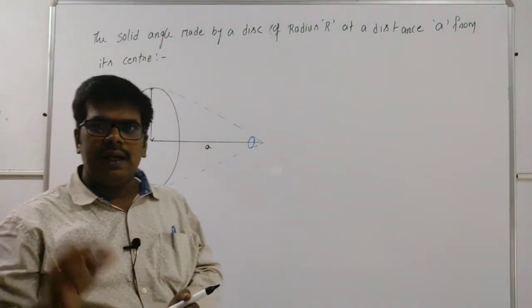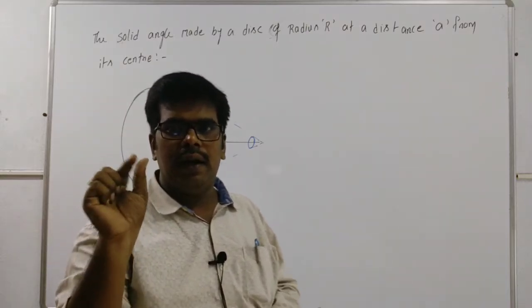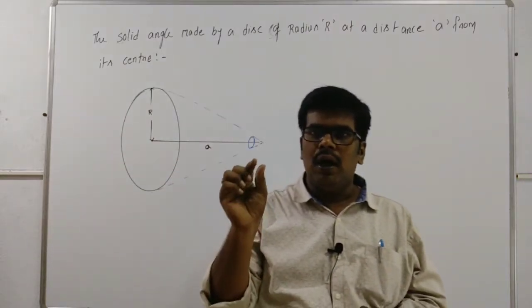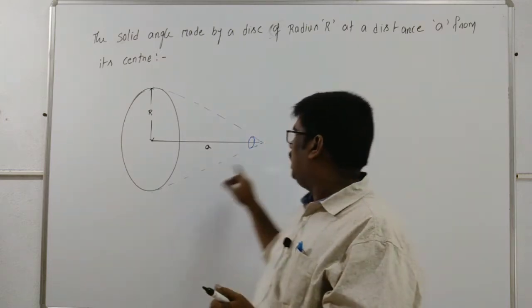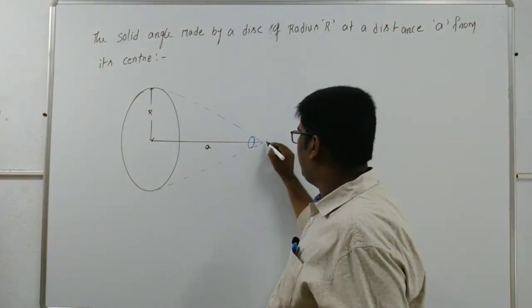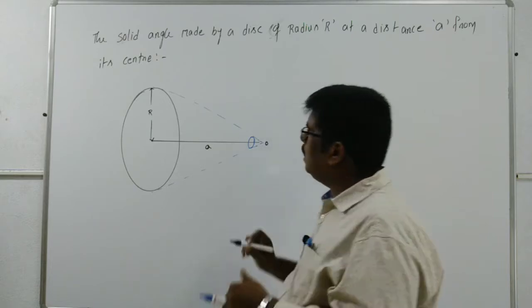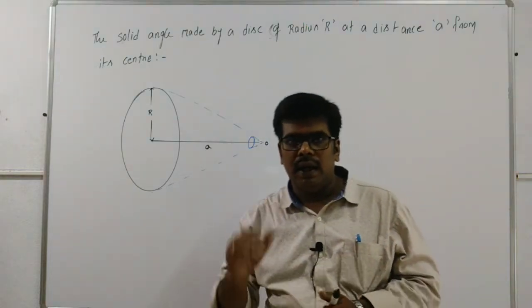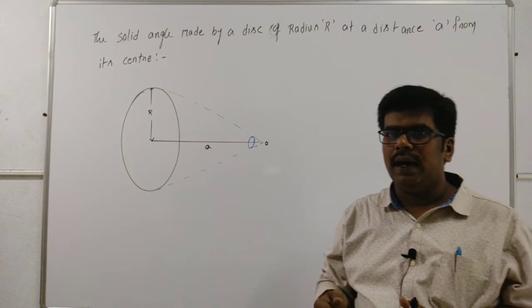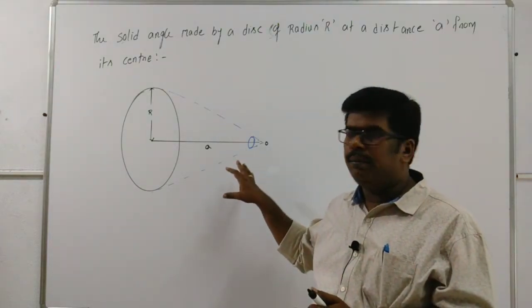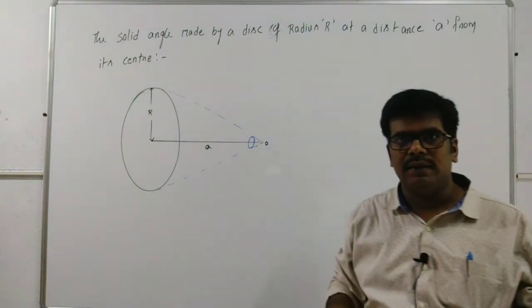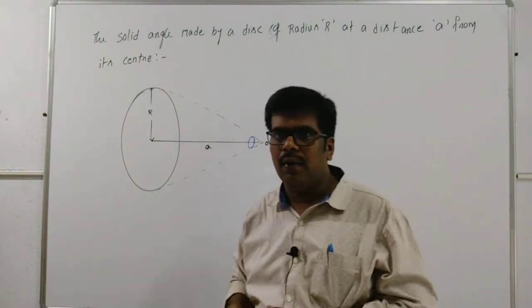First, we will take a small area and determine how much solid angle it makes at this point O. Later, we can integrate by taking proper limits, and we can find the total solid angle made by this entire disc. So this is the procedure we will follow.